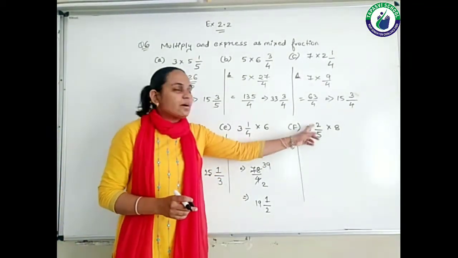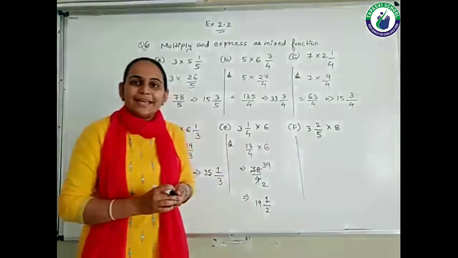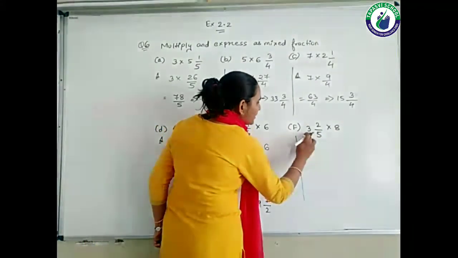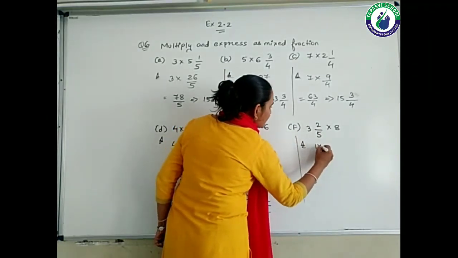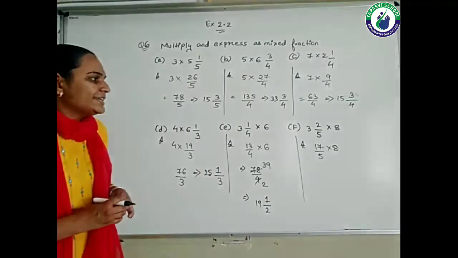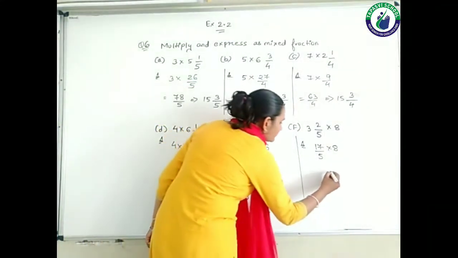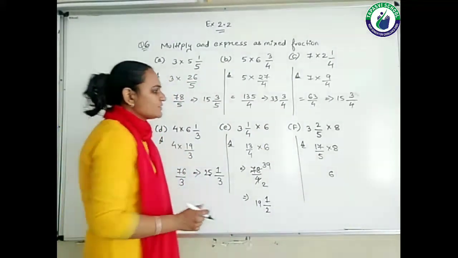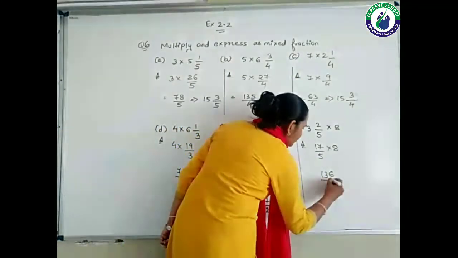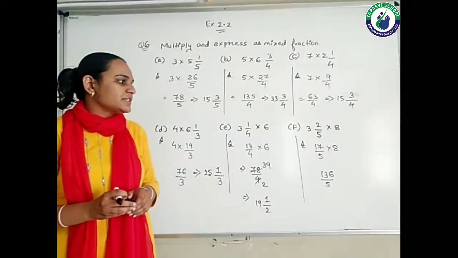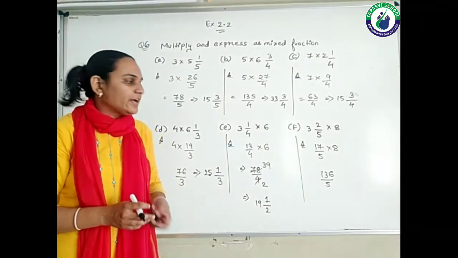3 integer 2 upon 5 multiplied by 8, right? Multiplied by 8. So let's have a look here. 3 5s are 15 plus 2, 17 upon 5 into 8. Now 17 8s are, students. 8 7s are 56, right? 8 1s are 8 plus 5, that means 13. Right, clear? So 17 8s are, students, it is 136 upon 5.